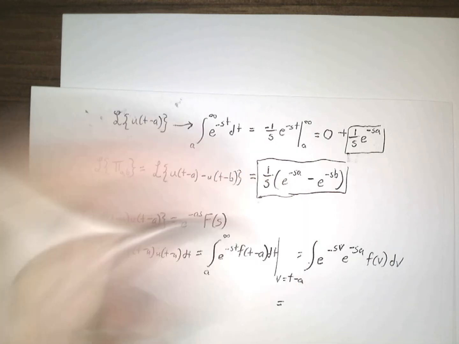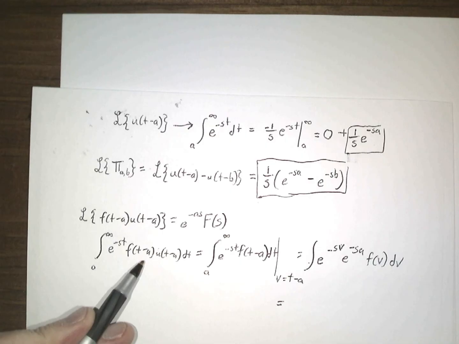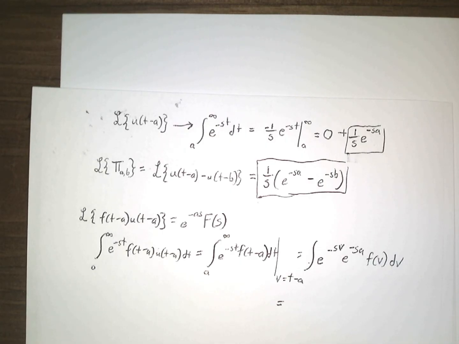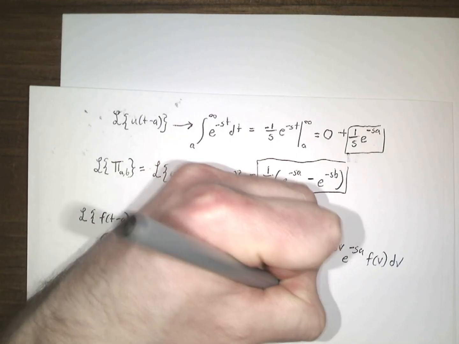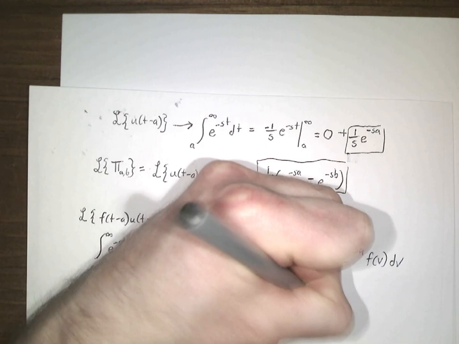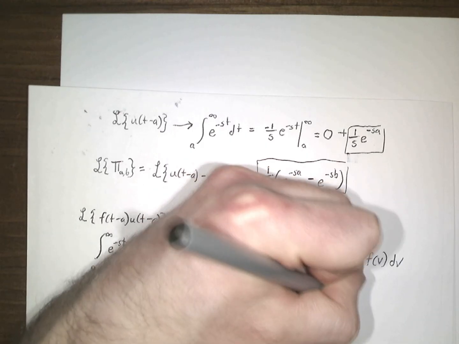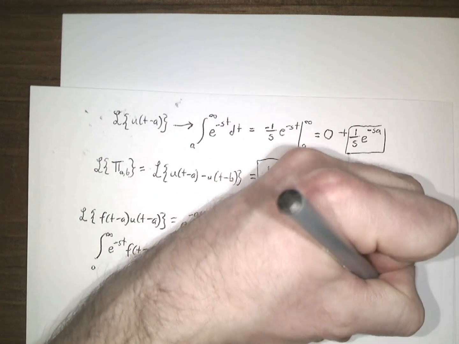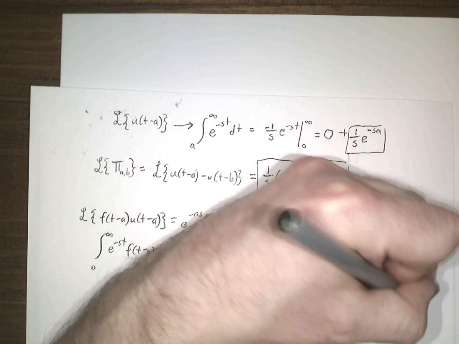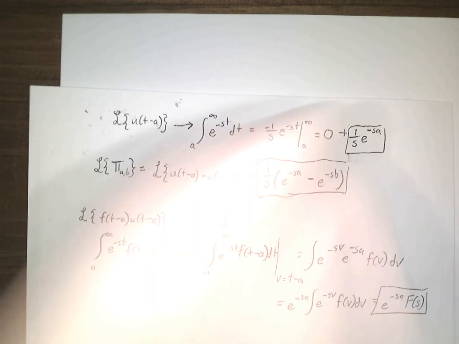But essentially what that shift did was say, hey, this is just your Laplace transform already shifted, thanks to that exponential there. So we pull that constant out. We get the integral of e to the negative sv, f of v dv. But hey, that's just the Laplace transform of f. So we have proved what we set out to prove.